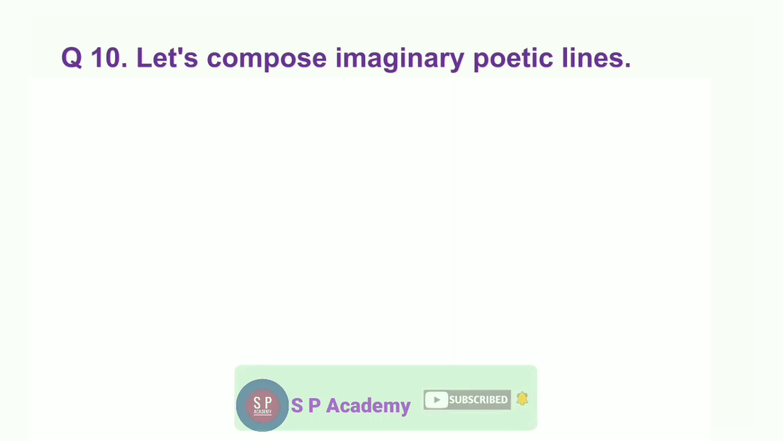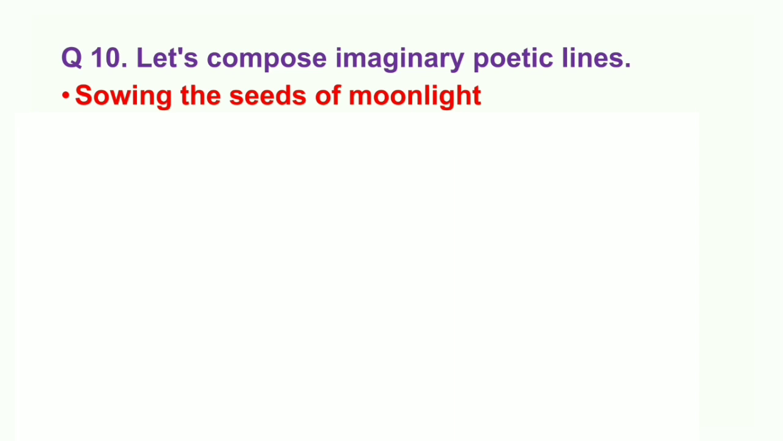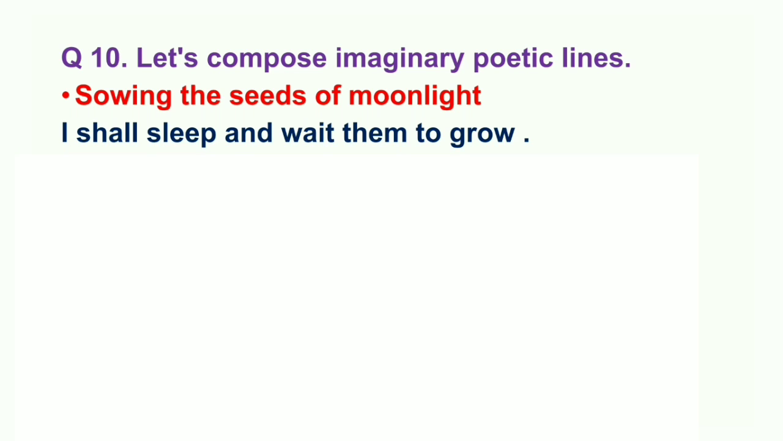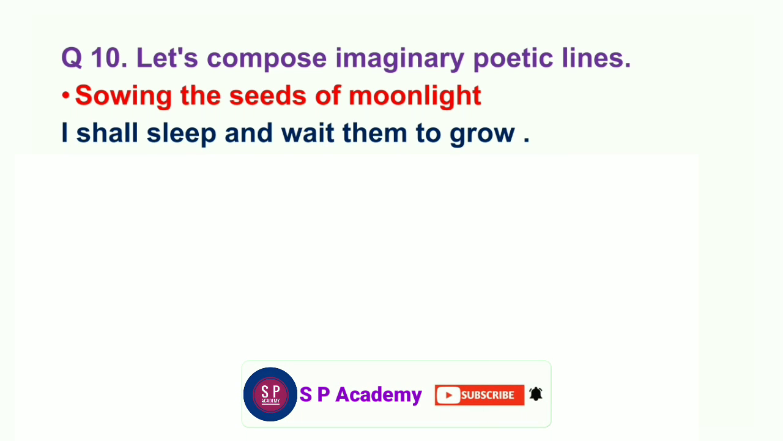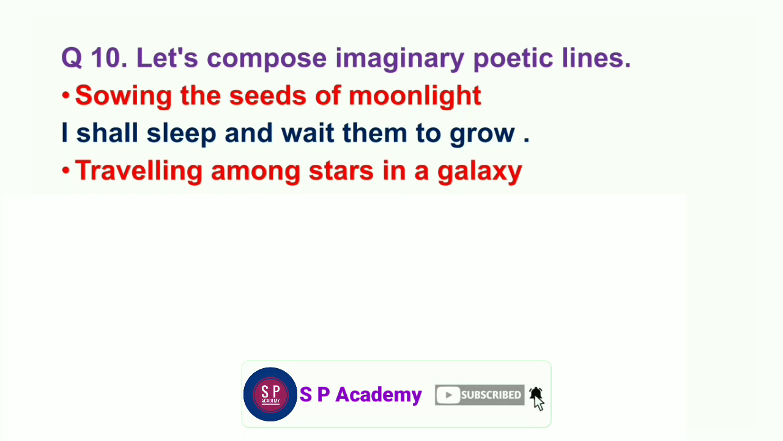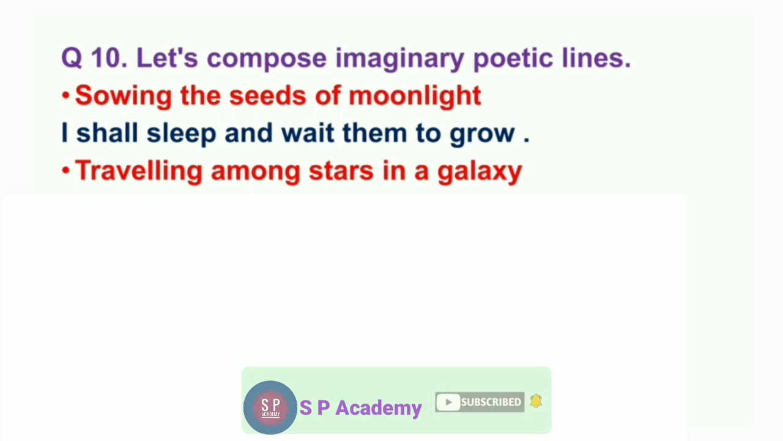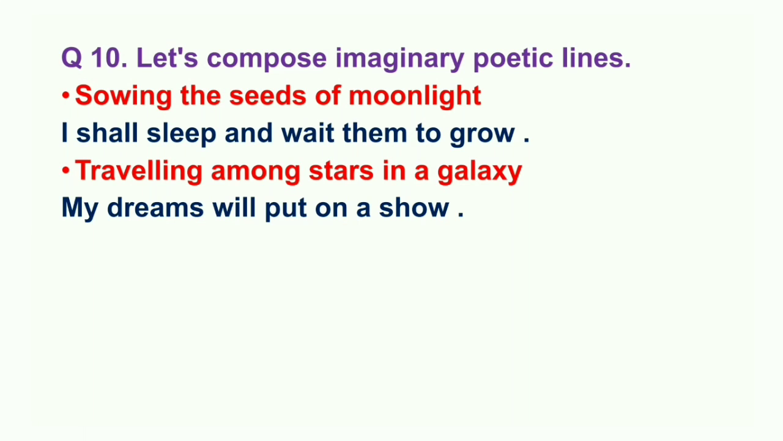Next question. Question number 10. Let's compose imaginary poetic lines. Question: Sowing the seeds of moonlight. Answer: I shall sleep and wait for them to grow. Next question: Traveling among stars in a galaxy. Answer: My dreams will put on a show.